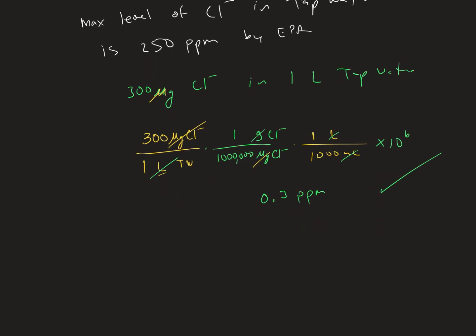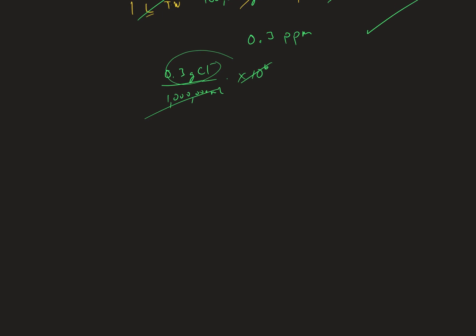And if we did 0.3 grams of chlorine per 1 million milliliters of solution, and then we times it by 1 million, well, that goes away and we get 0.3. Make sense? Okay? Ready for another example? Okay.